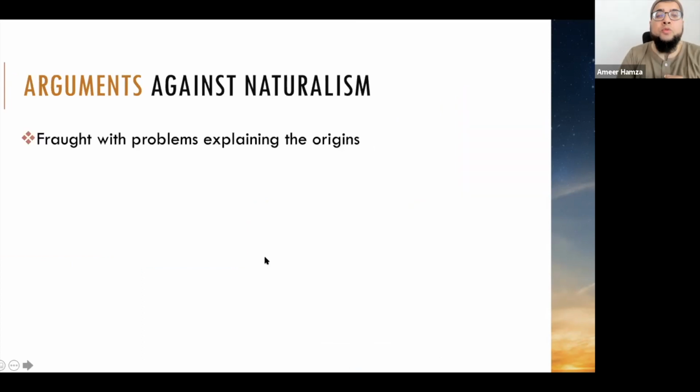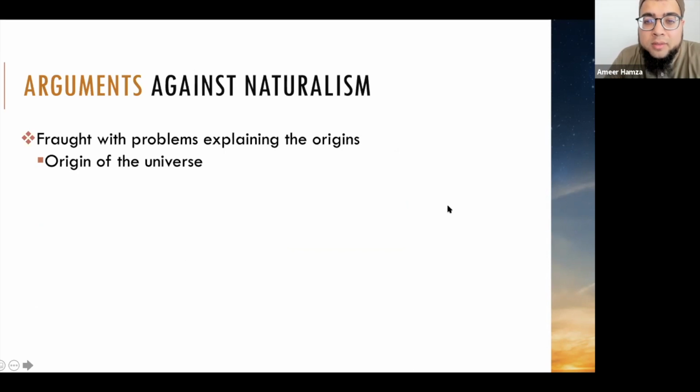All right, so with this in mind, we move on to the third one. This is a much easier argument to understand, and that is, naturalism is fraught with problems when it comes to the origins of things. The origin of the universe. How did space and time just come about? That's why the Big Bang is such a big issue for a naturalist. Because the Big Bang is where matter begins to exist. Material reality begins to exist. That means you can't invoke a material explanation for the cause of the Big Bang because there's no matter yet. So the origin of the universe is a big problem.